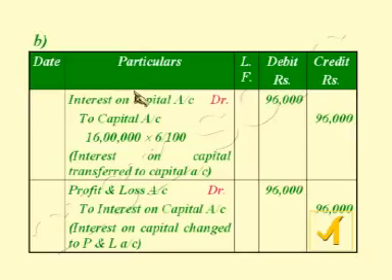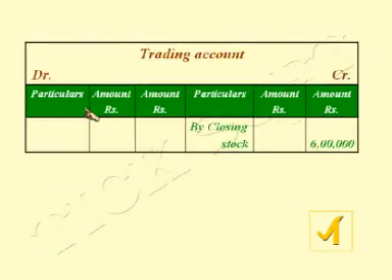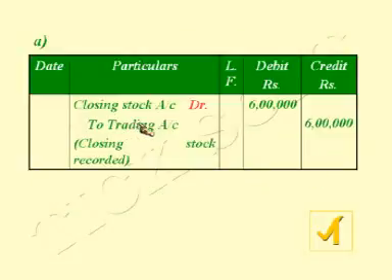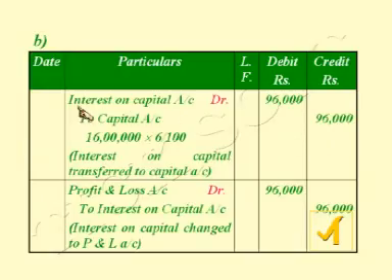The next, B. What is the adjustment? Provide 6% interest on capital of Rs 16 lakhs. So 16 lakh is the opening capital. We have to provide 6% interest for that. So what is the journal entry for this? Adjustment journal. Interest on capital account debit 96,000 to capital account 96,000. That means 16 lakh into 6 by 100 is equal to 96,000.